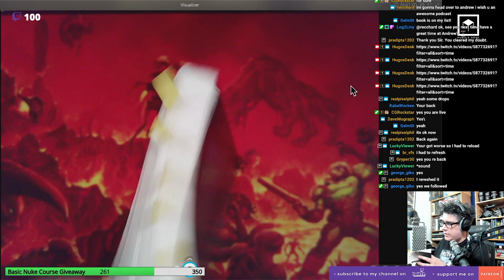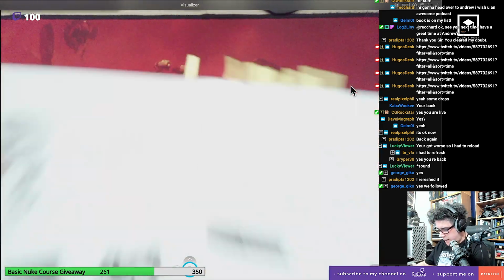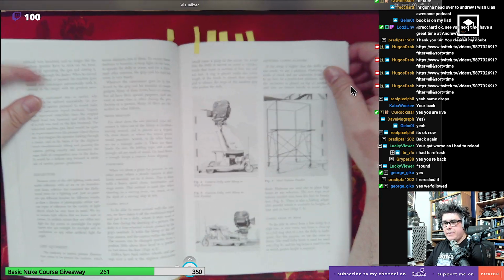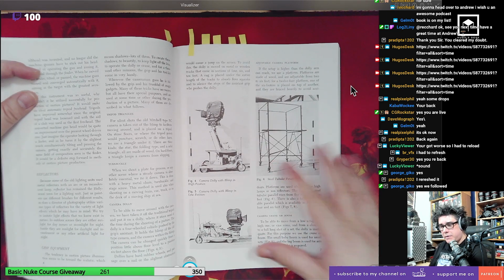But I want to show you some of the images of this book, because the reason why I like it so much is because of this. Because it really showcases how they film on set. And obviously, I know this is old. This is from the 40s and 50s.